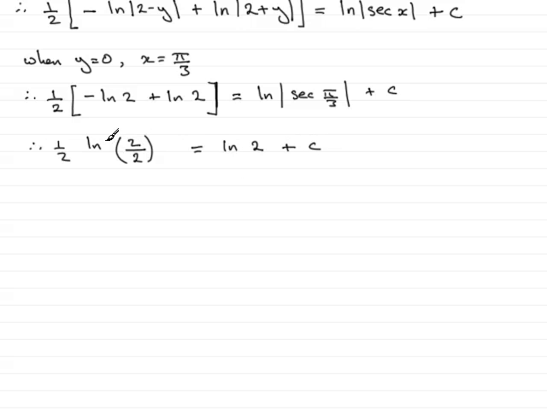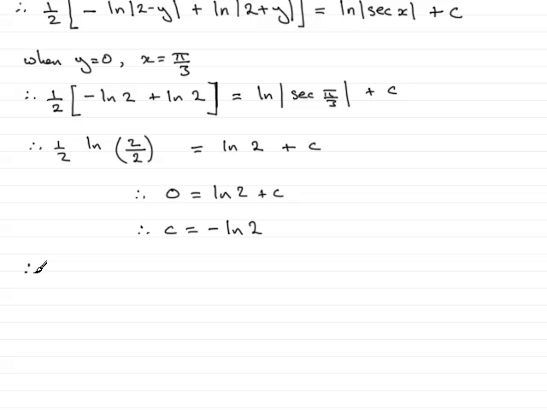Now, I was saying earlier that this is natural log of 1 and that's 0. So we have 0 here equals natural log of 2 plus c. Rearranging this, I now have c equals minus the natural log of 2. And I can put this in this equation up here.